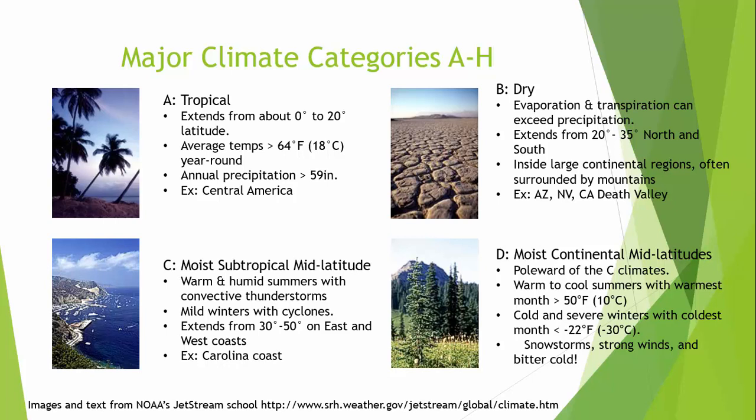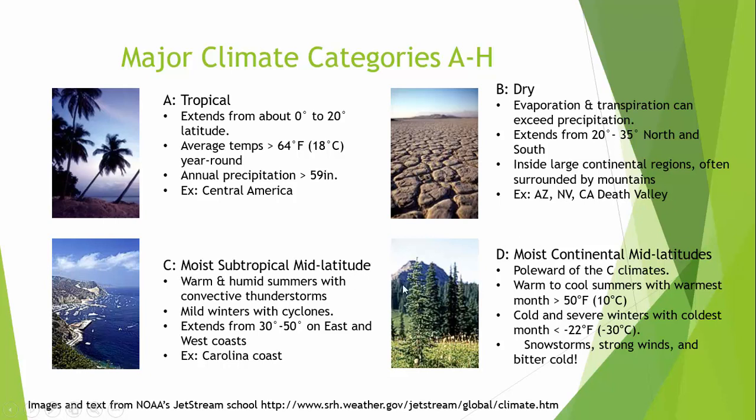If we look at dry climates, those tend to be areas where the evaporation and transpiration from plants can sometimes, during certain parts of the year, exceed precipitation, and so they tend to be very dry. That's in that mid-latitude region, 20 to 35 degrees north or south of the equator. And also these tend to be inside large continental regions surrounded by mountains, and so they're experiencing a rain shadow effect where they're kind of cut off from large bodies of water that would supply moisture. That includes areas like in the United States, Arizona, Nevada, and California's Death Valley.